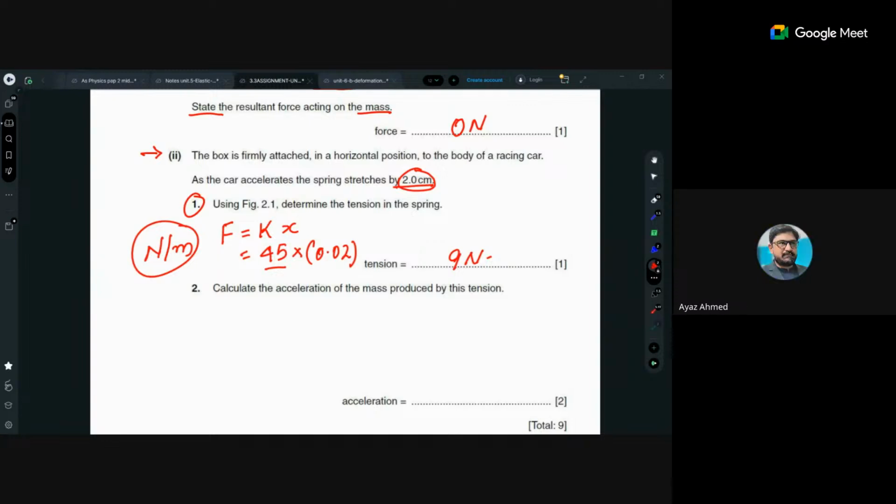Okay, now it says calculate the acceleration of the mass produced by the tension. So this is apart from forces, so we have to calculate acceleration. So Hassan, which formula should I use? I have already given the clue. Yes, force is equal to ma. Very good. So what is the value of force, Hasan?